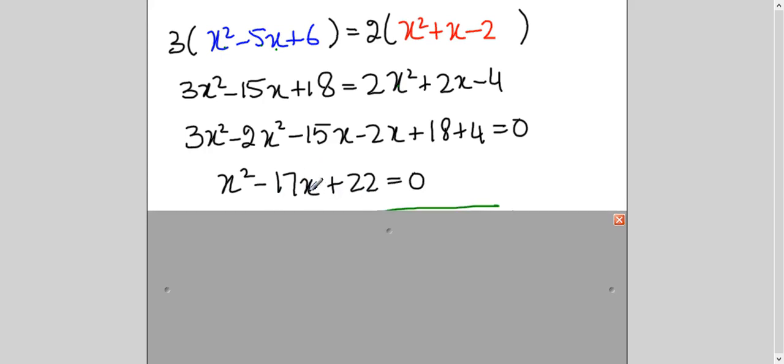Once you get it into this form, pick up your ABC. So your A is 1, B is minus 17, C is 22, right?